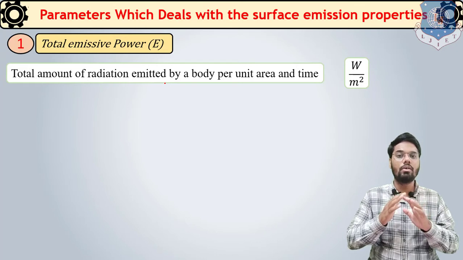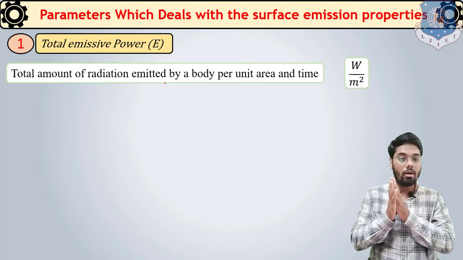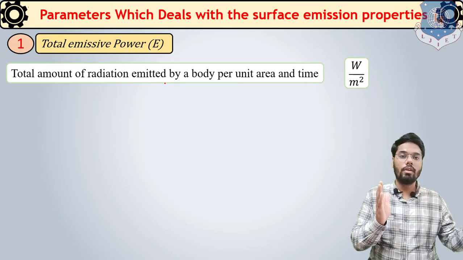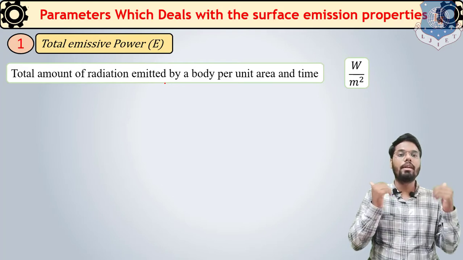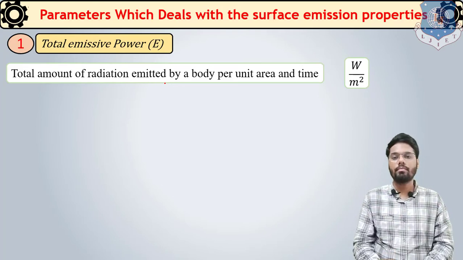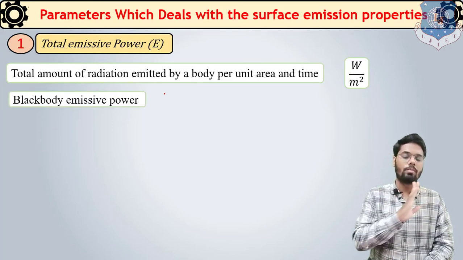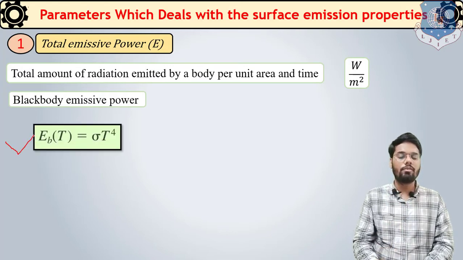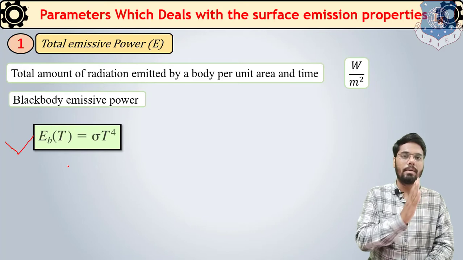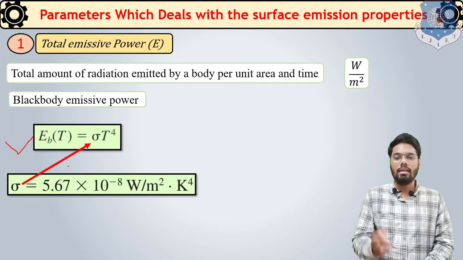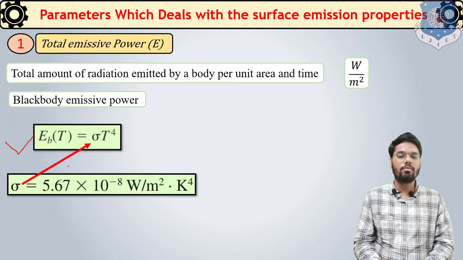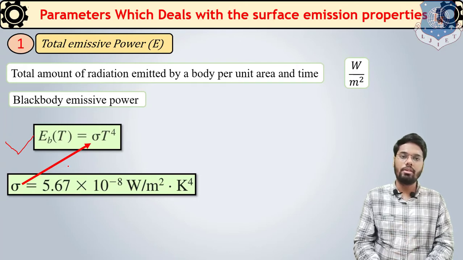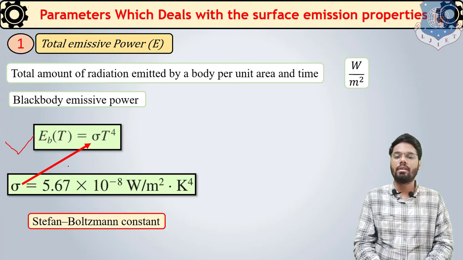It represents the whole emissive power by all the range of wavelengths of electromagnetic waves which is emitted by any body. It is known as the total emissive power. And for the black body emissive power, we know the equation which is given by Stefan-Boltzmann: EB is equal to sigma T raised to 4. Here sigma is the Stefan-Boltzmann constant, whose value is 5.67 into 10 raised to minus 8.